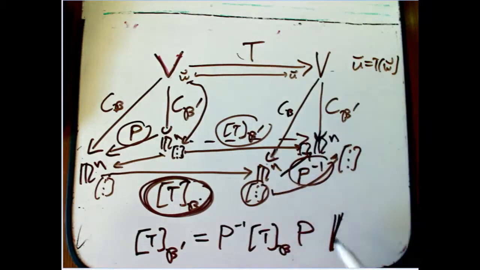Okay. And so it says that in principle, if you've got the B version of the T matrix, and you've got the change of basis matrix, then you just put P on one side and P inverse on the other, and you get the B prime version. So let's see how that works diagrammatically.